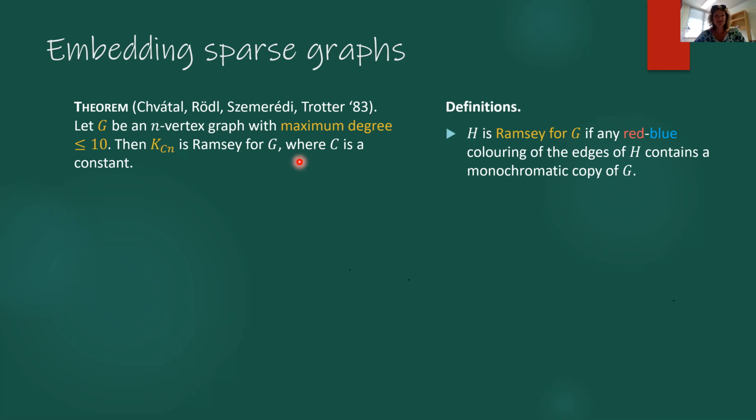So that's the theorem of Chvátal, Rödl, Szemerédi, and Trotter. This theorem minimizes the number of vertices, again, up to a constant factor. You cannot hope to get anything better than n here, because if you want to contain G, of course, you need to have at least n vertices.